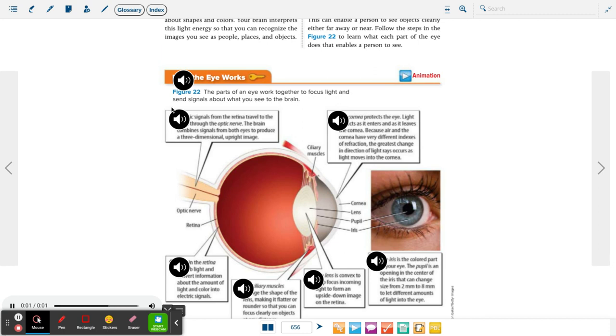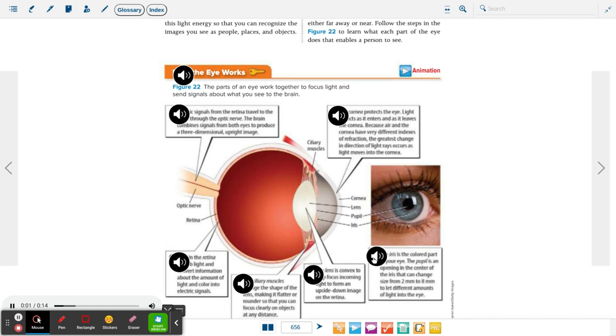How the eye works. Number 1. The cornea protects the eye. Light refracts as it enters and as it leaves the cornea. Because air and the cornea have very different indexes of refraction, the greatest change in direction of light rays occurs as light moves into the cornea.